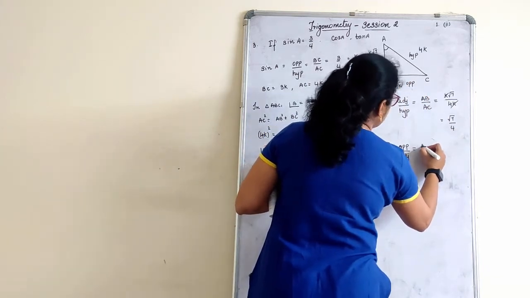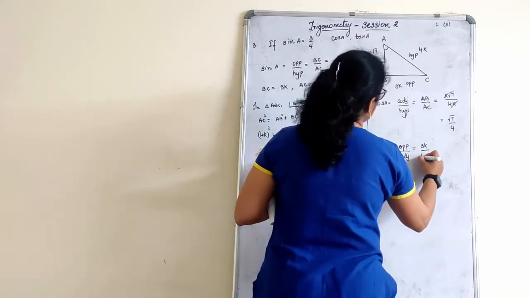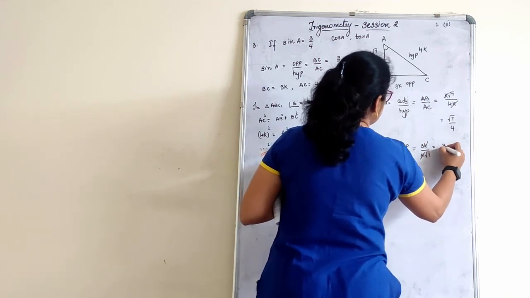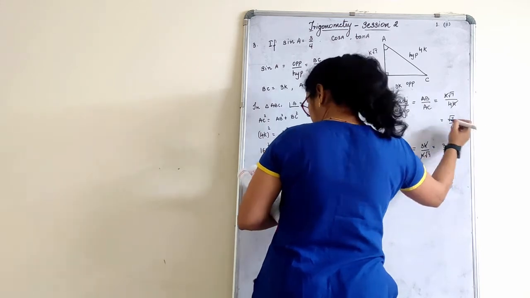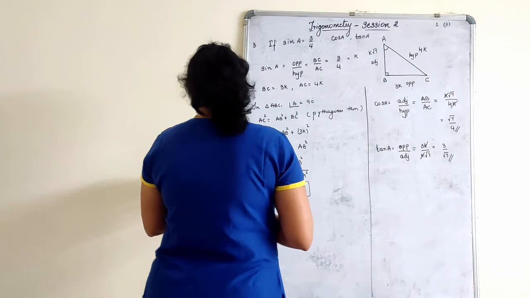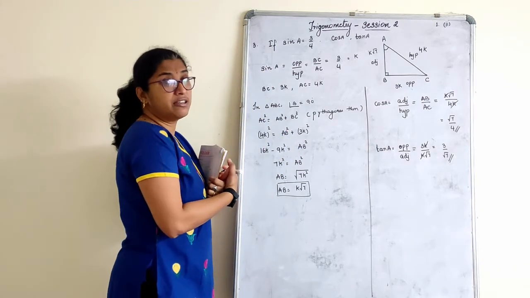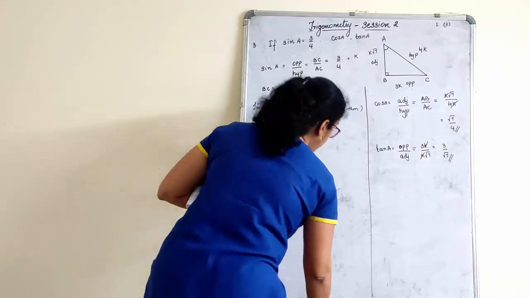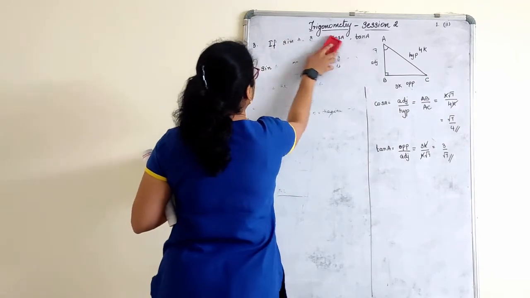Opposite is 3K divided by adjacent is K root 7. Answer is 3 by root 7. Okay, so first is root 7 by 4 and the next is 3 by root 7. Simple. There is not much calculation here in trigonometry. I think the whole concept is very clear. We'll go with the next one.